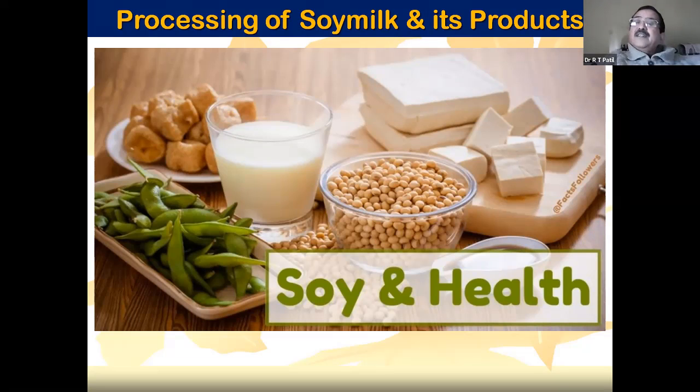And soybean can be used as a raw material for making soya milk, soya paneer, soya nuts, soya badi, and all those different kinds of products can be produced from soybean. And this is the machine which makes it possible.